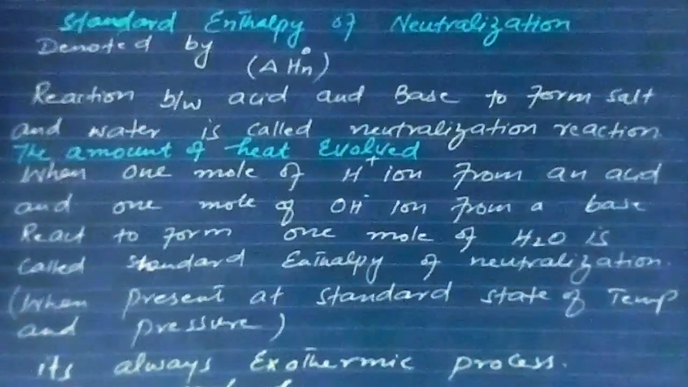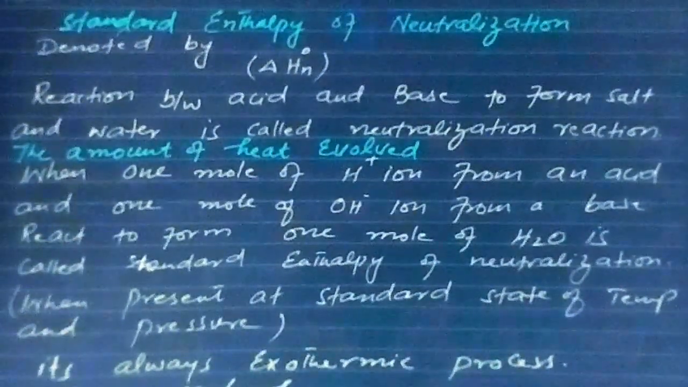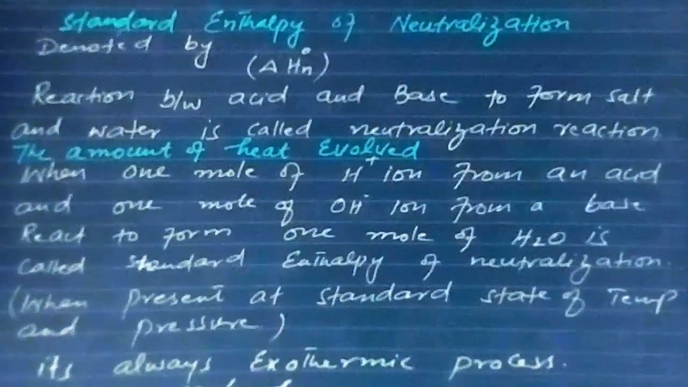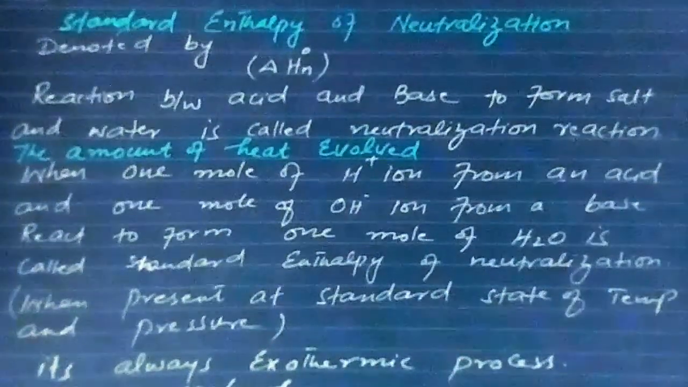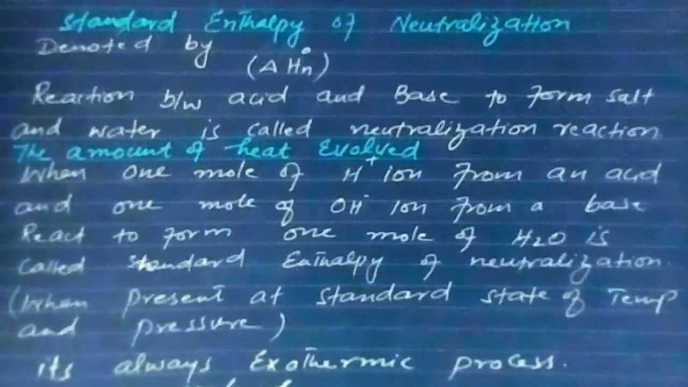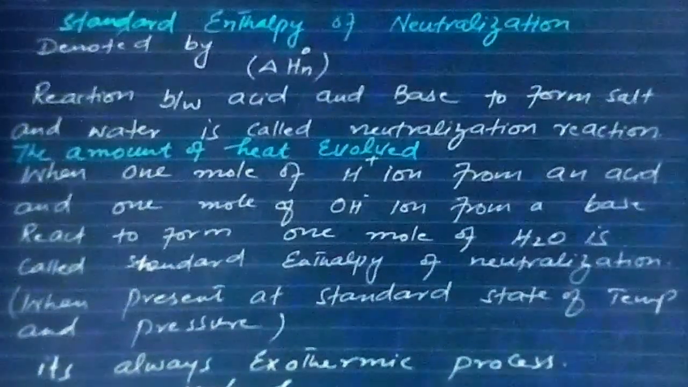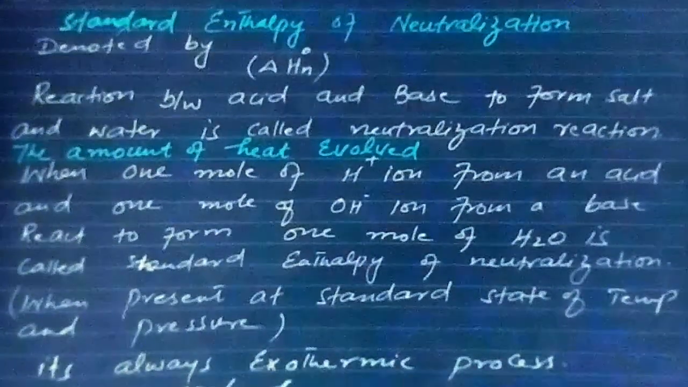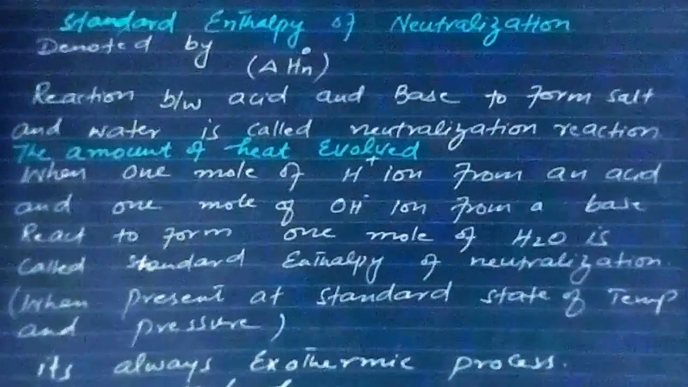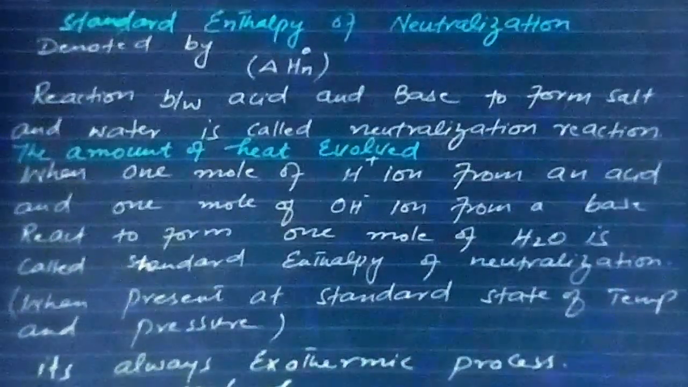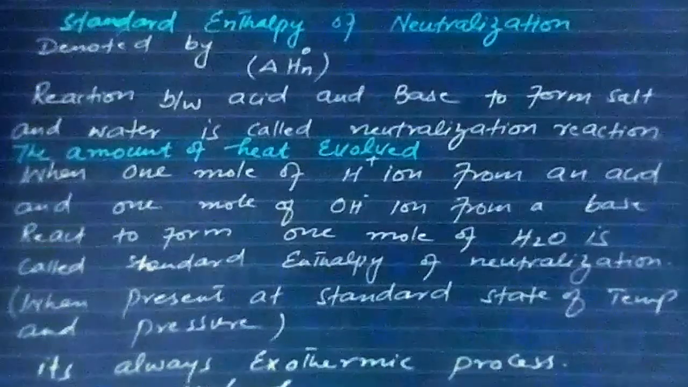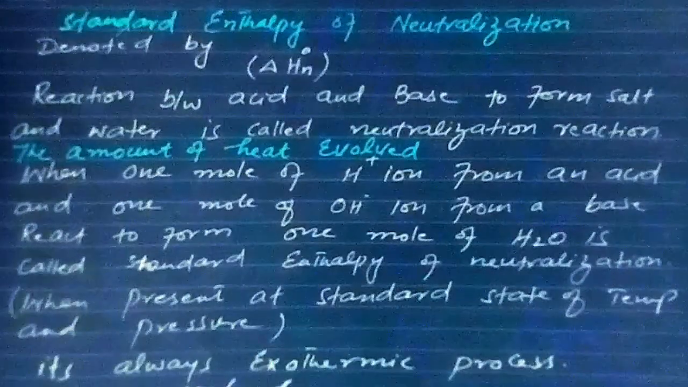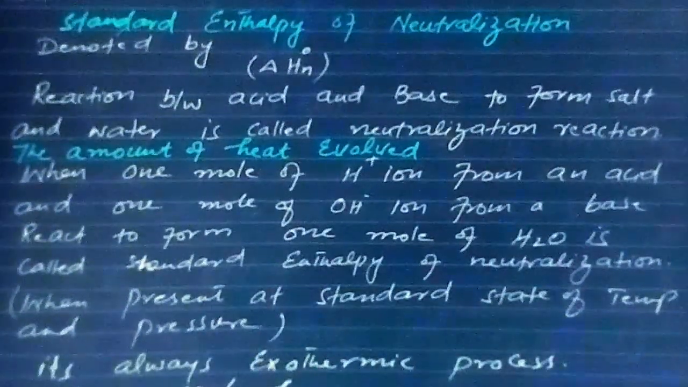Now the standard enthalpy of neutralization is the change in enthalpy, or change in the heat content of the system, whenever acid and base react together to form salt and water, and these reactions occur at standard state. It means that the acid and base are present at their standard state. So it will be called a standard enthalpy of neutralization. It is represented by delta H naught along with a small n. N represents neutralization, and the small 0 over delta H represents the standard state.